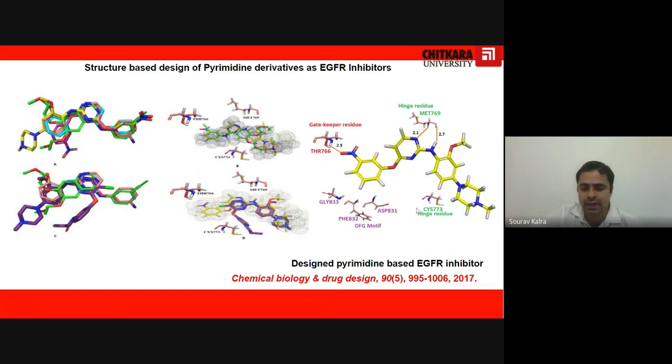EGFR now has four generations of drugs: first generation erlotinib and gefitinib, then second generation with some other drugs, and third generation. Four generations of drugs have been available for EGFR inhibition. Irreversible and reversible inhibitors are distinguished by this cysteine residue.